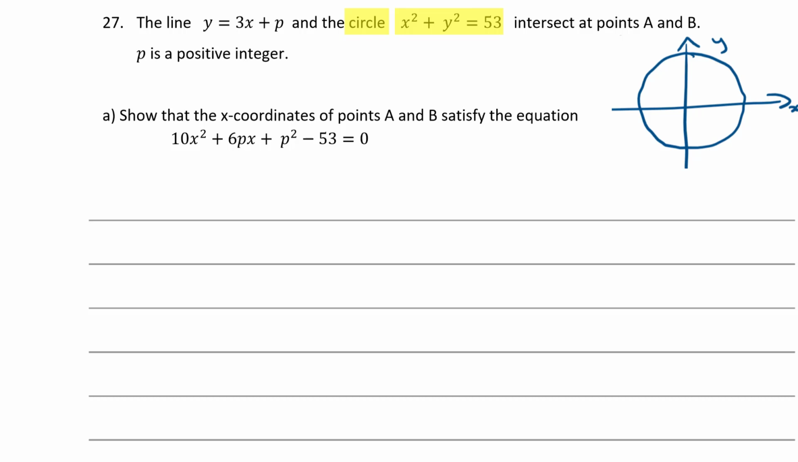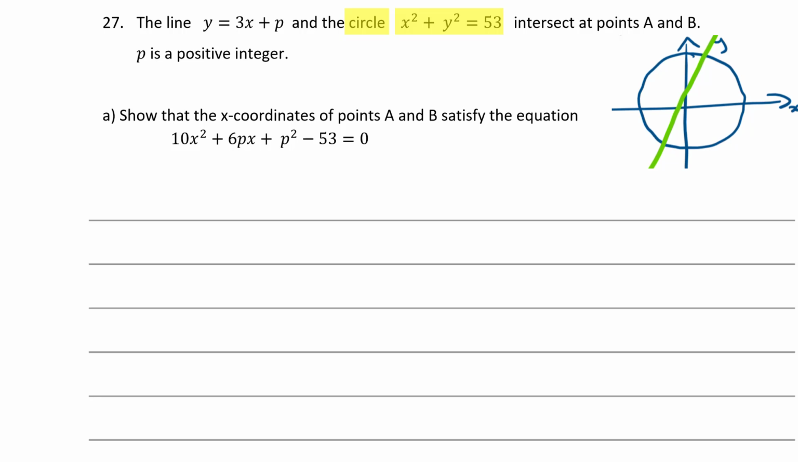And then I've got a line y is equal to 3x plus p. So 3x is the gradient, so it's quite a steep line, and p is the intercept. Now I was told it's positive, so it must be a line that looks a bit like that, so it passes above 0 on the y-axis.